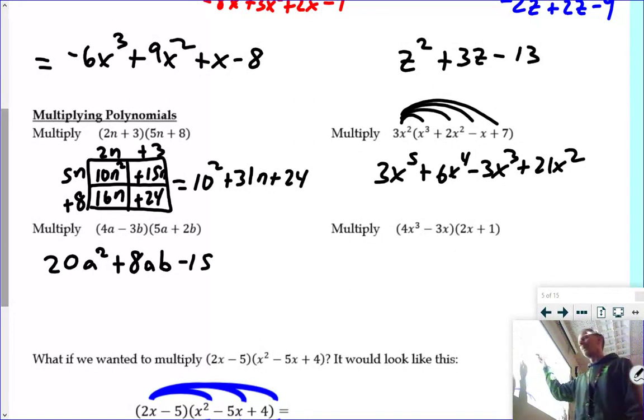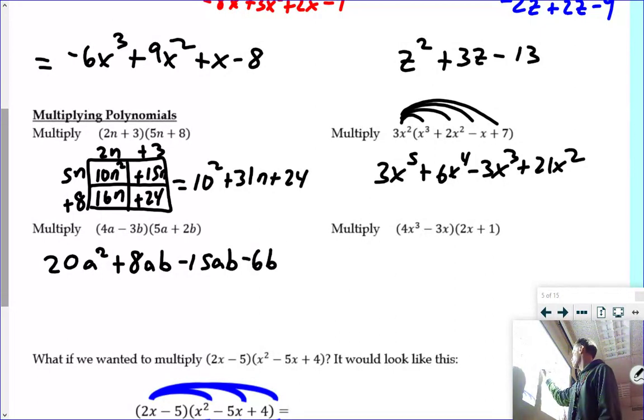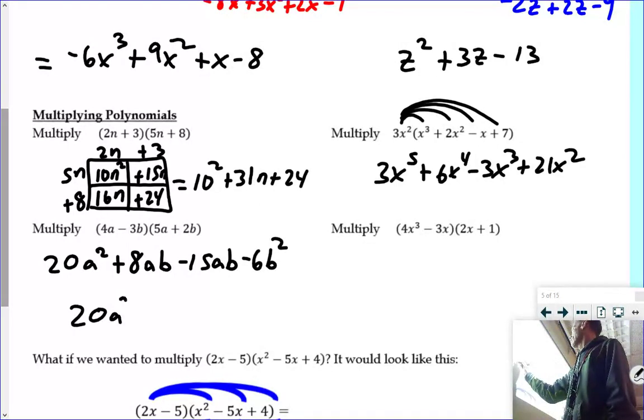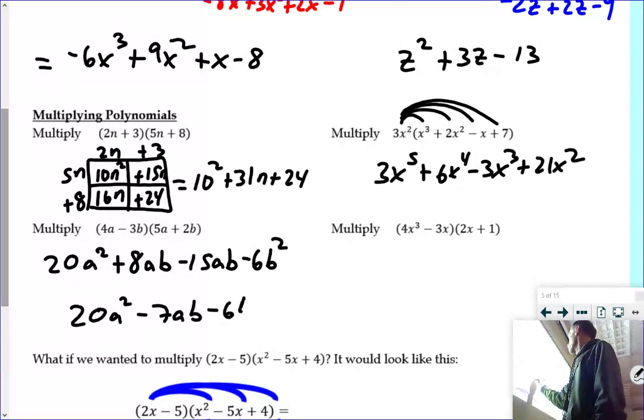But remember, ba is the same thing as ab. So I'm going to write that as ab again. And then negative 3b times positive 2b would be negative 6b squared. Even if you wrote that third term as ba, it's the same thing as ab. So we can combine those middle terms. So my final answer, 20a squared minus 7ab minus 6b squared.